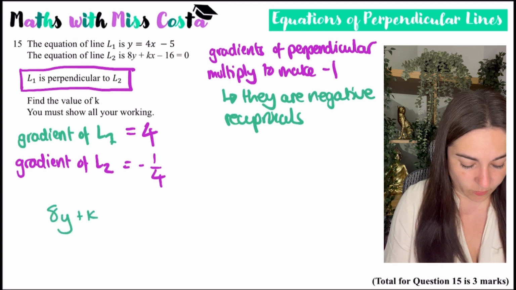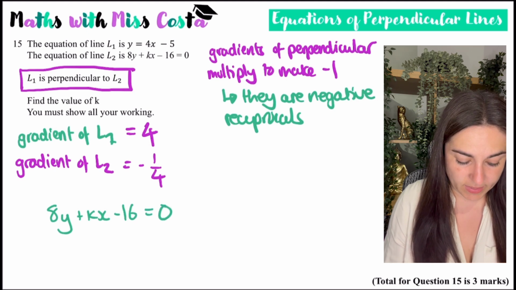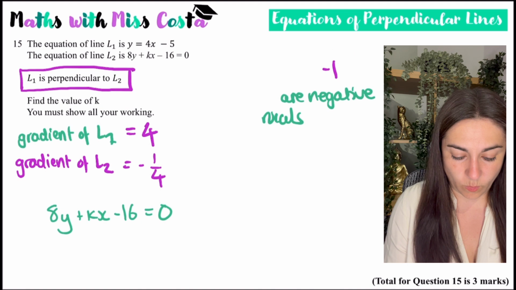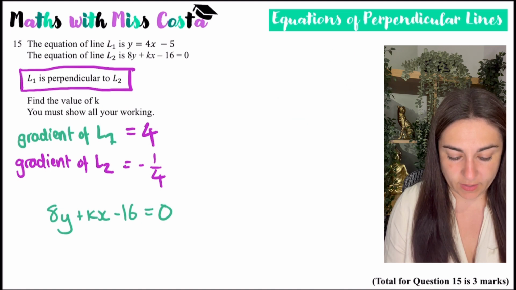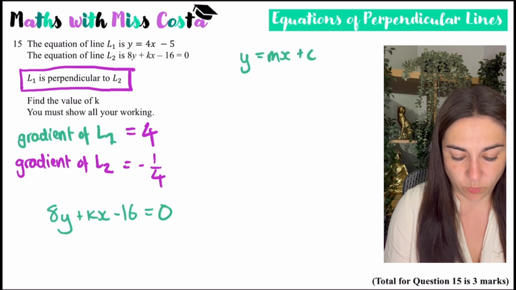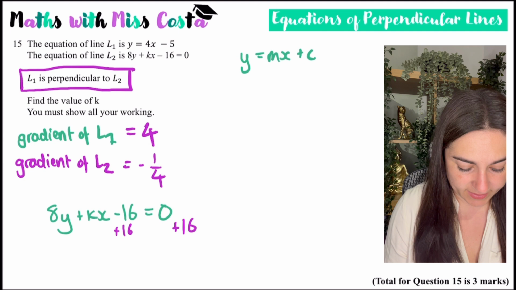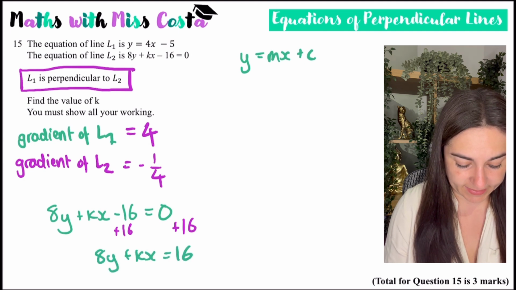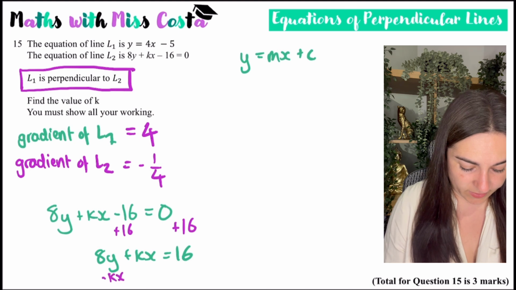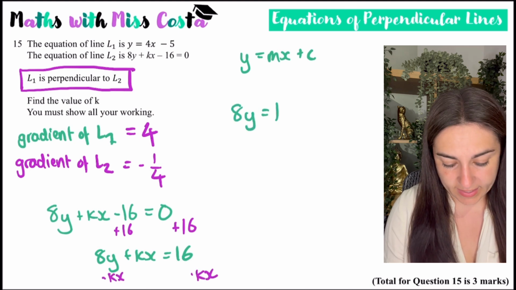the equation so that it's in the form y equals mx plus c. So you've got 8y plus kx minus 16 equals 0. And you want to get it in the form y equals mx plus c, which means you're going to move everything from one side to the other to get y on its own. So the first thing we could do is add 16 to both sides. So I'd be left with 8y plus kx is 16. Then we could subtract kx. So you'd be left with 8y equals 16 minus kx.